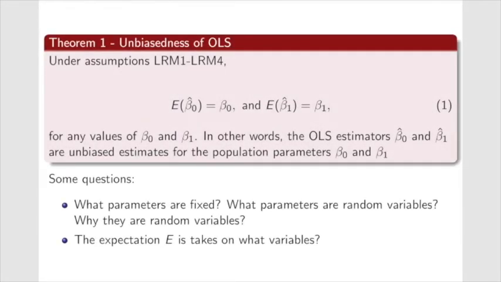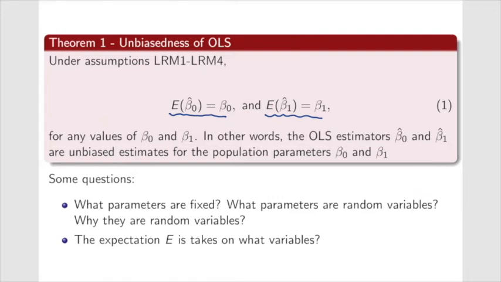Under these four assumptions, we have Theorem 1, which is about the unbiasedness of OLS estimators. That is, the expectation of beta 0 hat is equal to beta 0, and the expectation of beta 1 hat is equal to beta 1 for any values of the true parameters beta 0 and beta 1. In other words, the OLS estimators beta 0 hat and beta 1 hat are unbiased estimates for the population parameters beta 0 and beta 1.